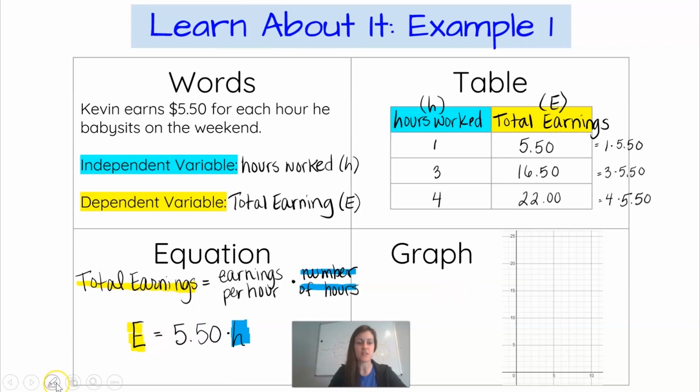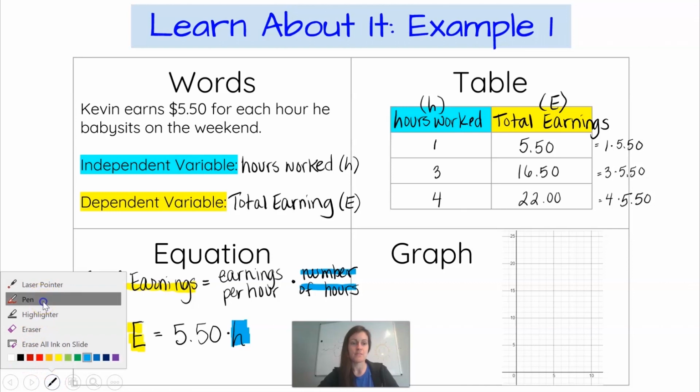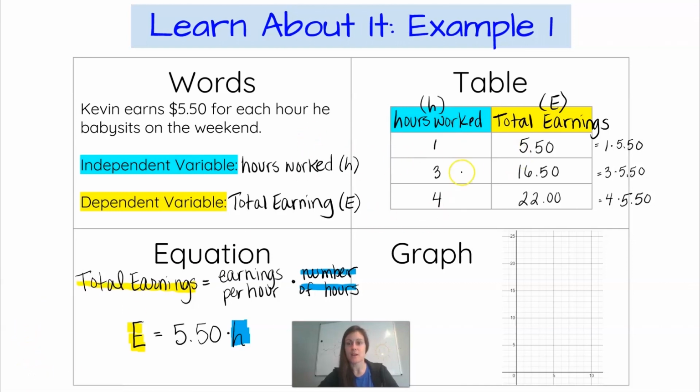The last representation that I'm going to use to represent this word problem about Kevin is a graph. And I'm going to be plotting the points that I created in my table to help me see visually what's happening with this. So the last thing that I'm going to do is plot the points from my table onto my graph so that I can get an accurate representation of this relationship. So the first entry in my table says that if Kevin works for 1 hour, he earns $5.50. So I'm going to start at the origin, move to the right one along the hours axis, and move up to $5.50. So there's my first point.